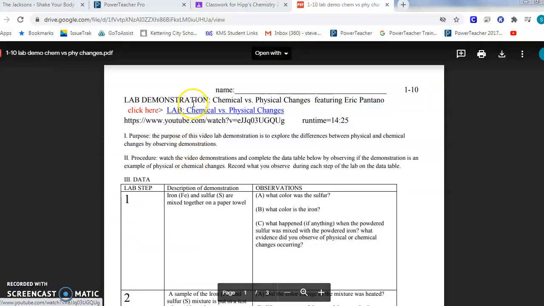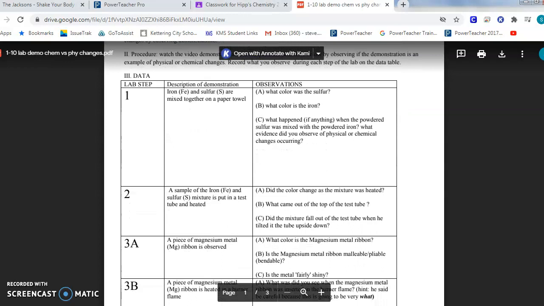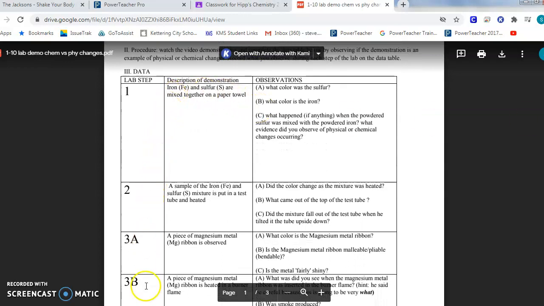We're now taking a look at the actual lab report. This again is attached. Here's your link to watching the video. It's an outstanding video made by the great experimenter Eric Pantano. I think you'll enjoy this video. It is only 14 minutes. As you watch the video, you're going to be seeing a series of things taking place.